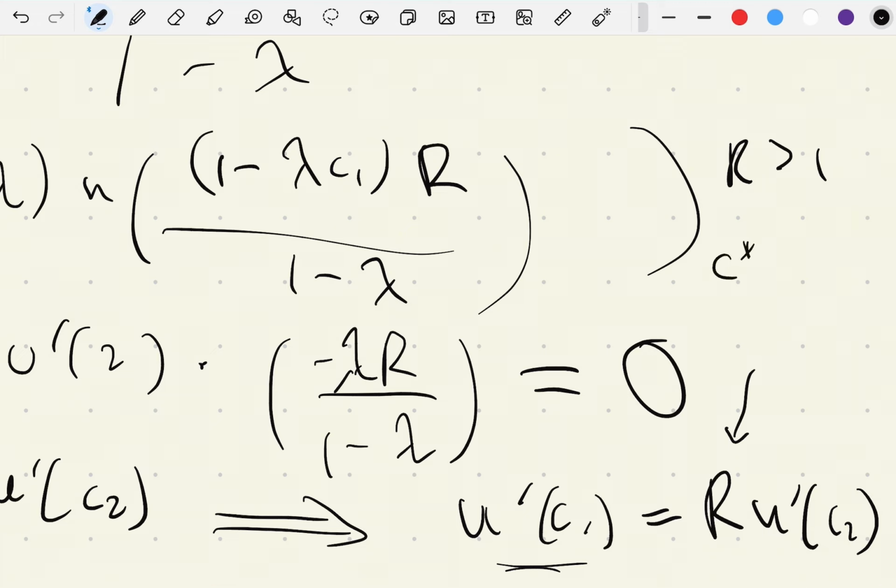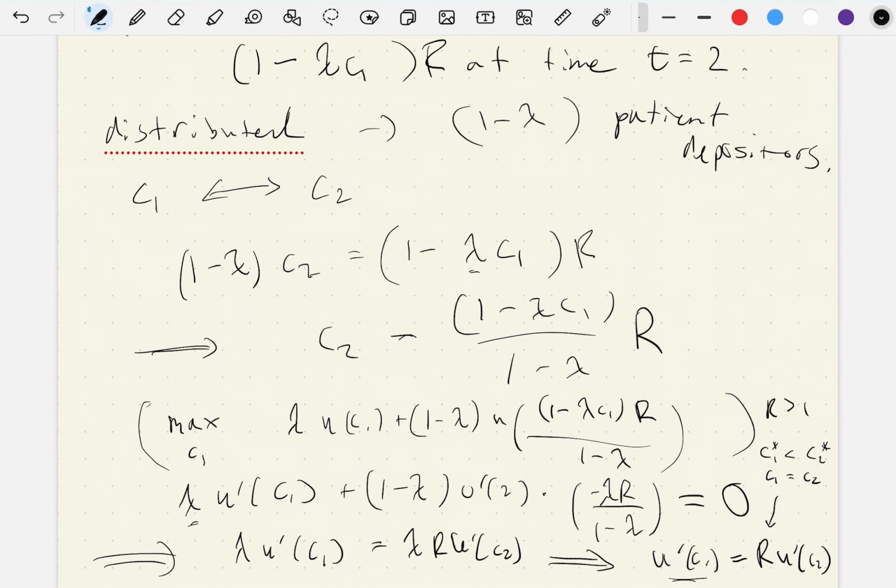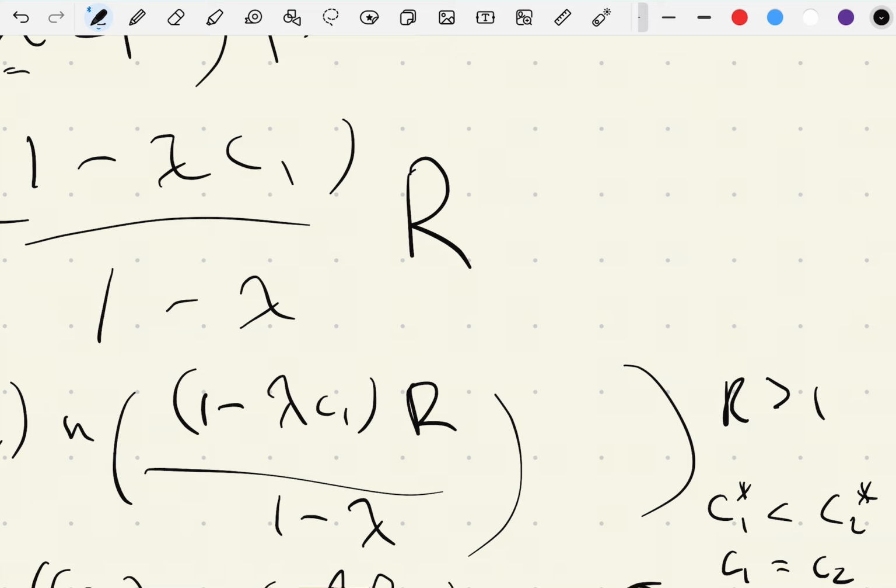And since this utility, of course, is concave, this then means that C star of 1 is less than C star of 2. Okay. This provides a partial but not full insurance. It does not set them equal to each other, because it is efficient to take advantage of the high return R for patient depositors. And crucially, what the bank offers to impatient depositors is a better outcome.